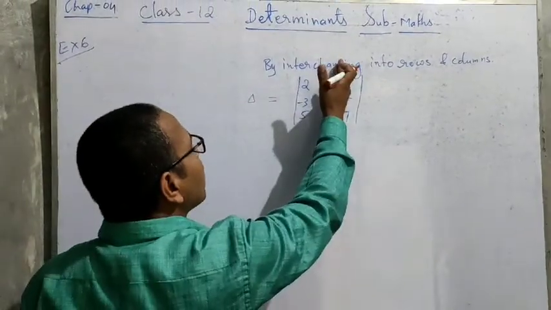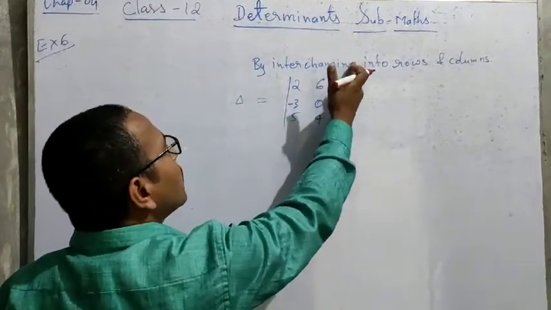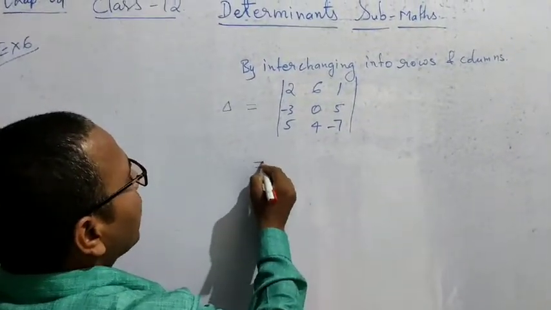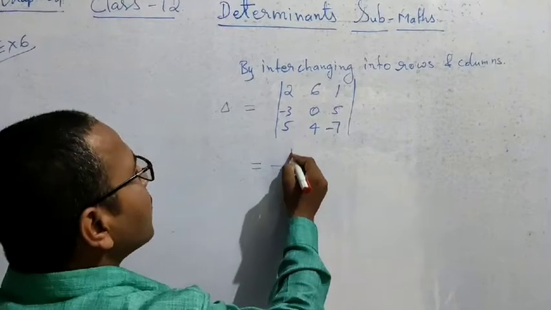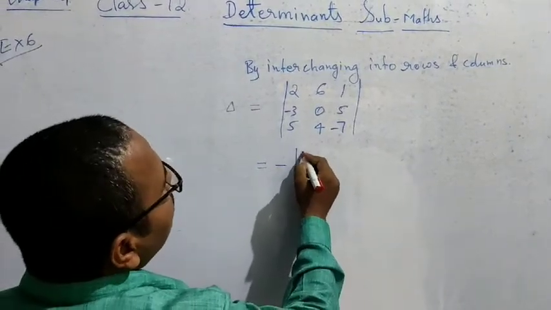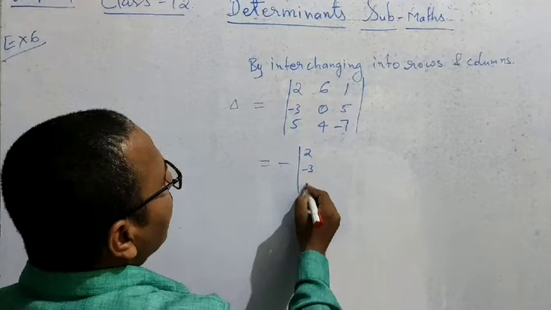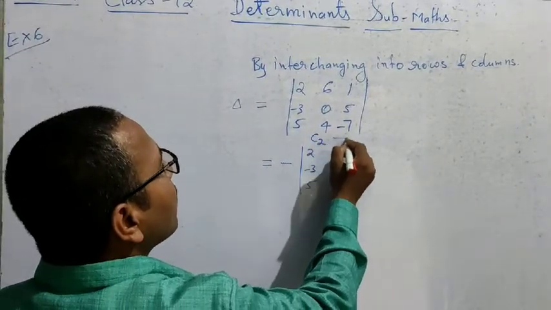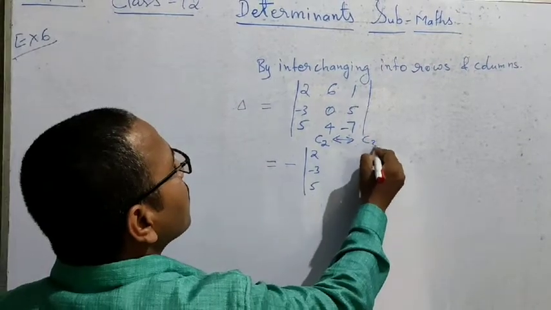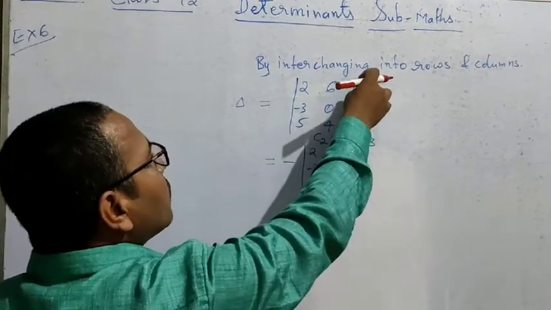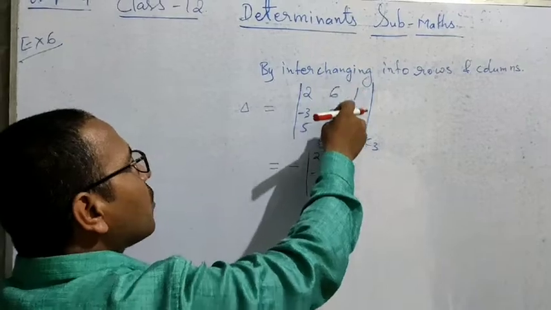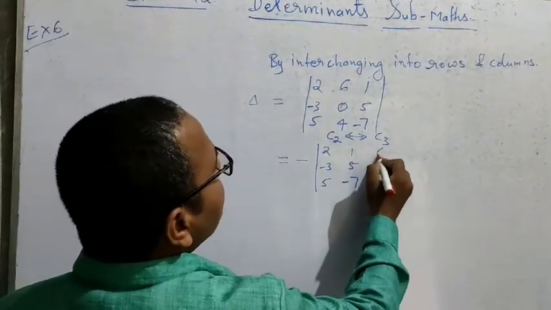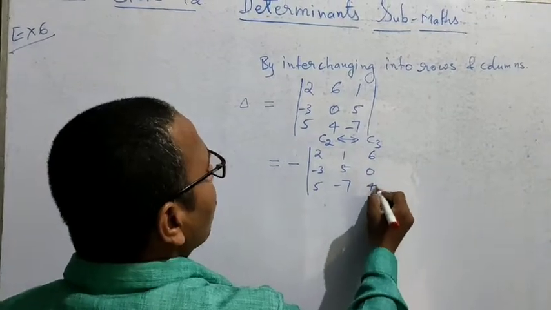Suppose I am interchanging the second column with the third column. So the sign of this determinant will be changed. One negative sign will be taken here. So minus, and you will get 2, minus 3 and 5. That means we are interchanging column second with column third, C3. This column third will be interchanged with column second. That means 1 5 minus 7, 6 0 4.